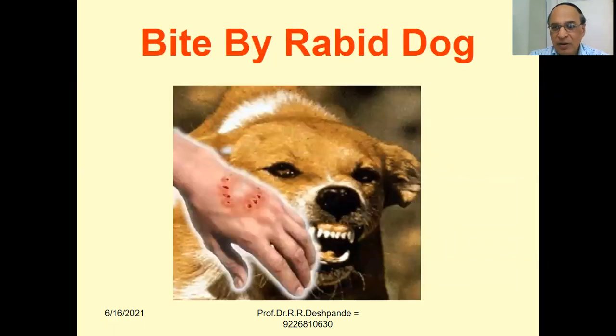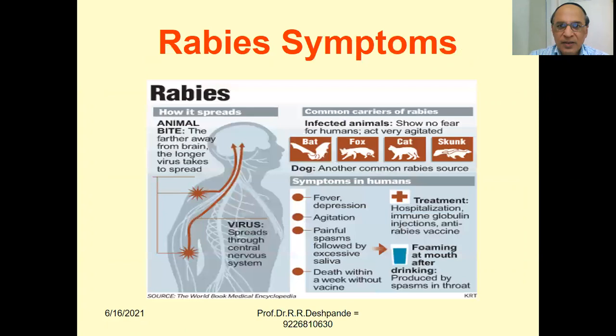Bite by a rabid dog, very sad. You can see rabies symptoms. How rabies spreads: animal bite. The farther away from the brain, the longer the virus takes to spread. That means if the bite is over here, near the brain, then naturally the disease will occur very fast. But if the bite is at the leg, the virus will take some time to reach the brain.